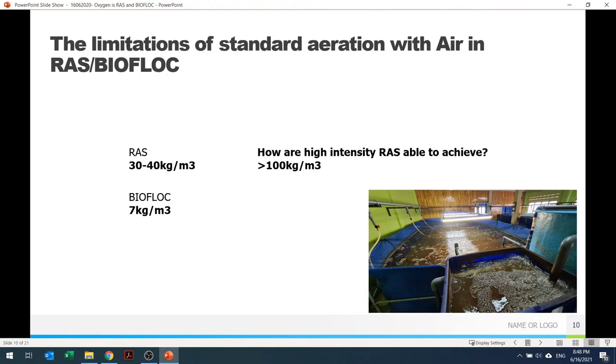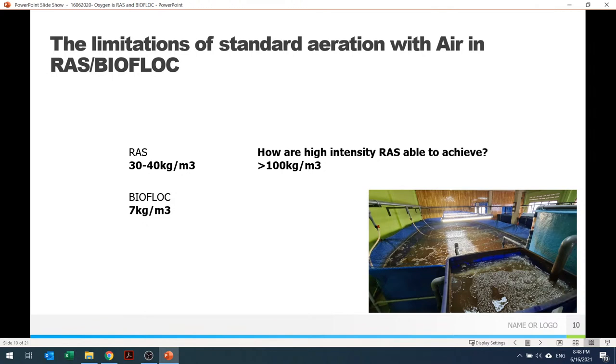I don't need to worry about my oxygen, because my DO is reading consistently 4 to 6 ppm. Okay, but actually, if you're only running 40 to 60 kilograms per cubic meter, you are barely even touching the top side of the RAS system.